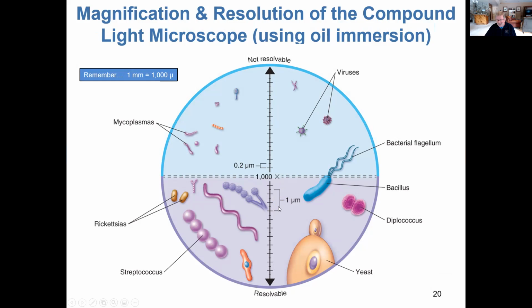So we can get down to 1 micrometer or maybe even less than a micrometer in size with our compound light microscope using the oil immersion objective. But anything less than a micrometer or half a micrometer or a tenth of a micrometer would be beyond really our ability to see that, to resolve that with our scopes.